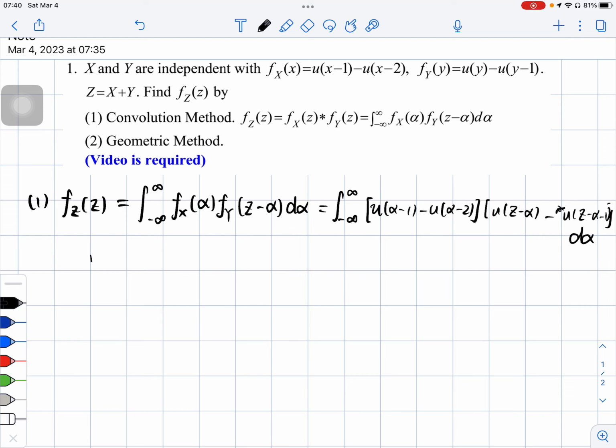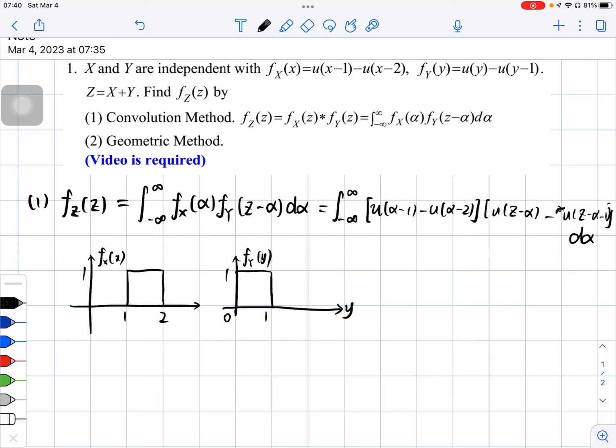For fx, it is from 1 to 2. And for fy, it is from 0 to 1. So this part is considered as z minus 1.